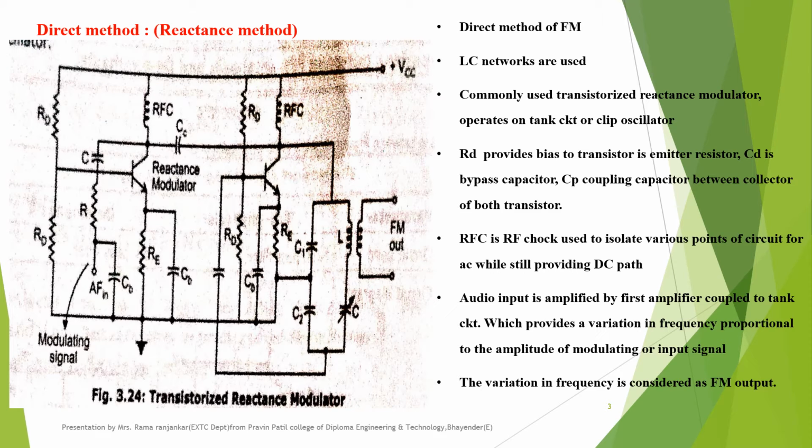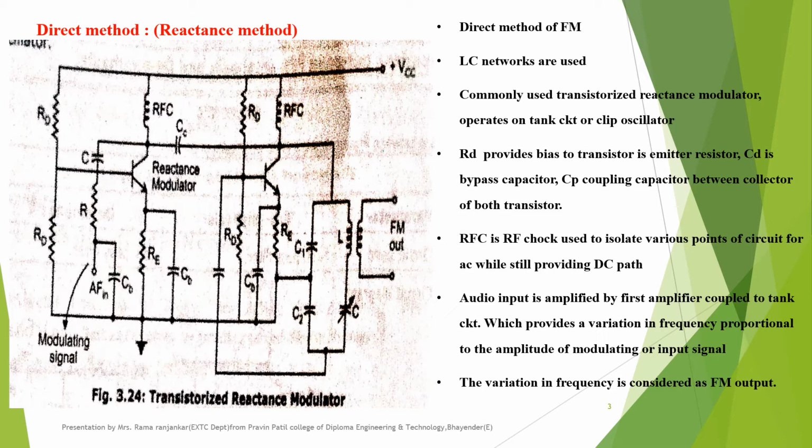Let's see the direct method. So the reactance method is also called a direct method. Let's see the reactance method. This is a direct method of FM. Here the LC networks are used. This method commonly uses a transistorized reactance modulator which operates on a tank circuit or Clapp oscillator.